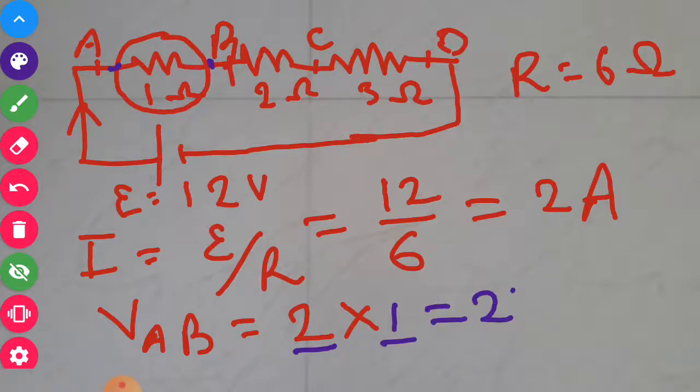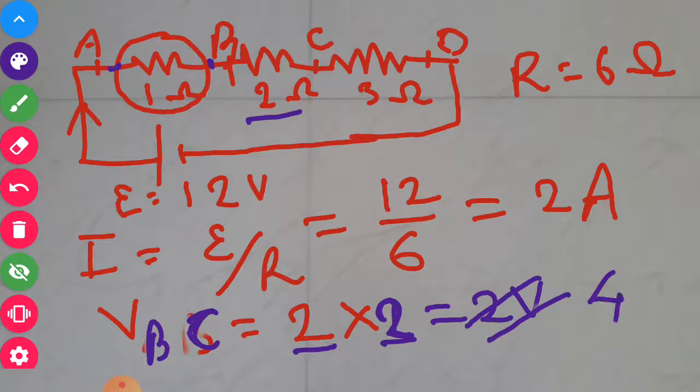This becomes 2 volt. Similarly, you can write VBC. Okay, VBC can also be calculated. Then current is same, 2 ampere, because in series current is same, but resistance is 2 ohm. So instead of 1 we shall write 2 ohm. So this becomes 4 volt.